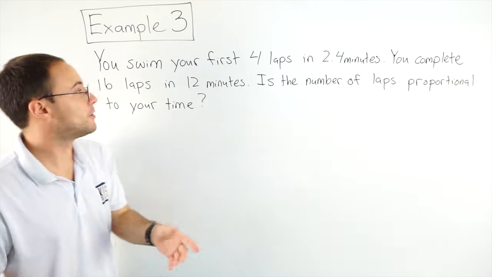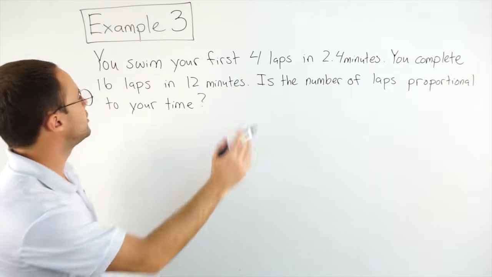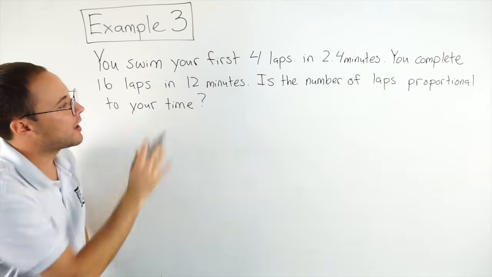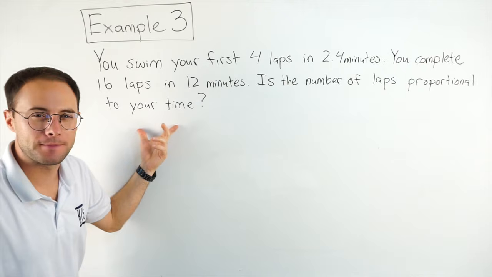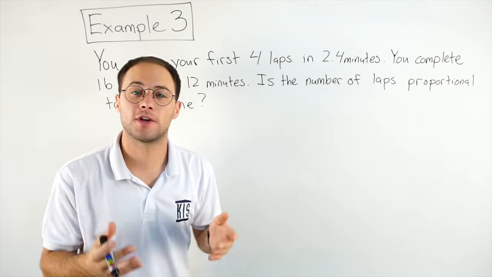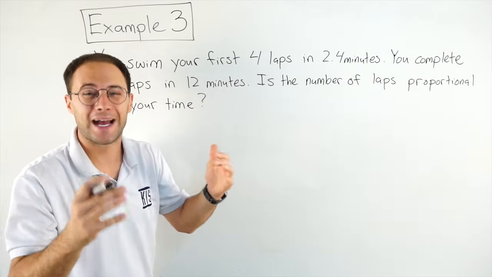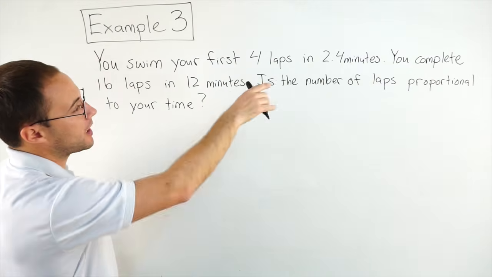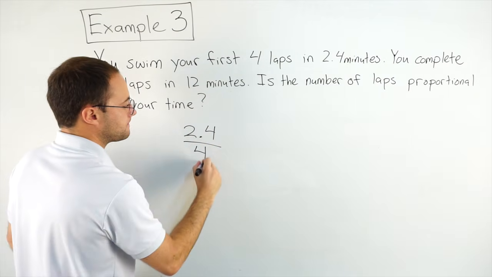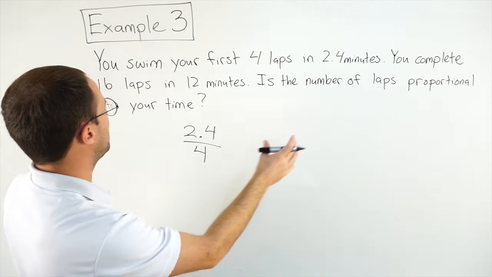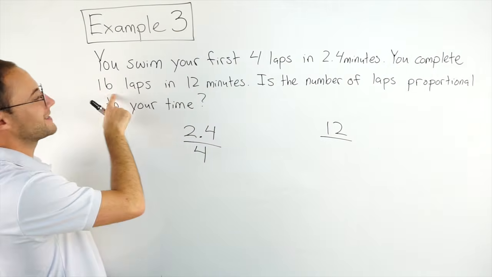All right, here's our last example. You swim your first 4 laps in 2.4 minutes. You complete 16 laps in 12 minutes. Is the number of laps proportional to your time? If we're going to find if they're proportional, we first need our ratios. Well, our ratios are going to be time to laps. So if I look, it took me 2.4 minutes to do 4 laps. If I want to compare that with this, it took 12 minutes to do 16 laps.